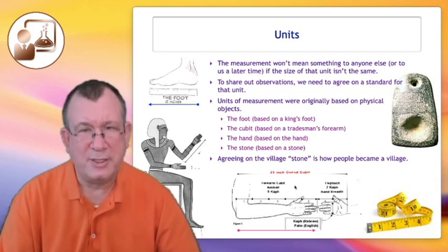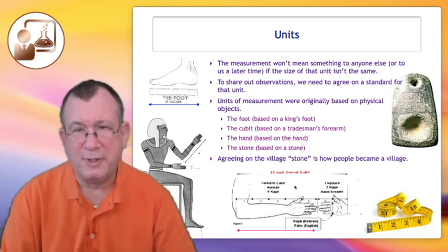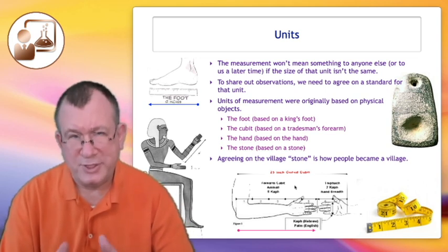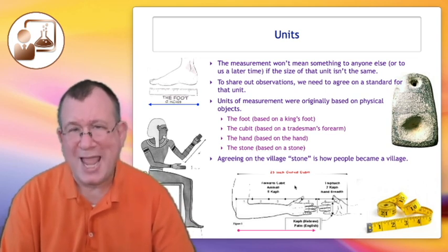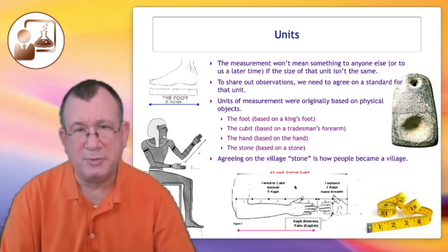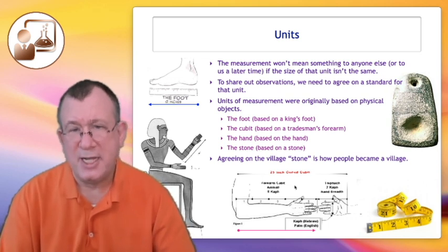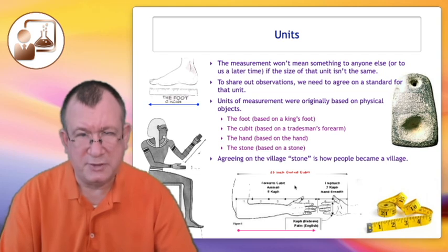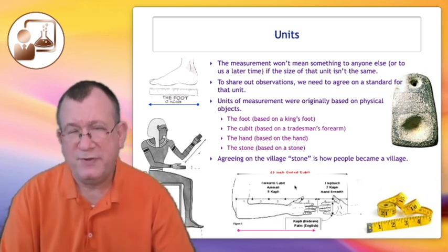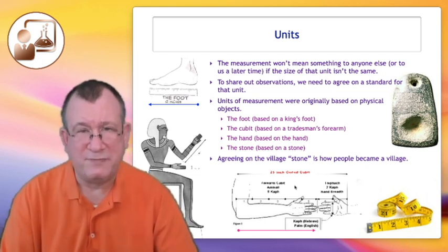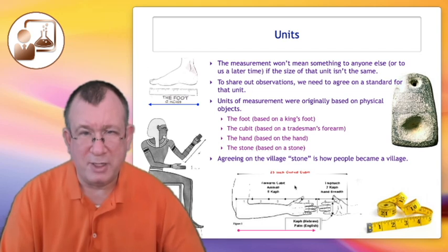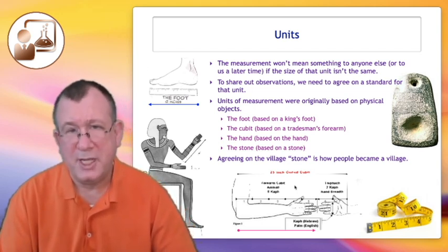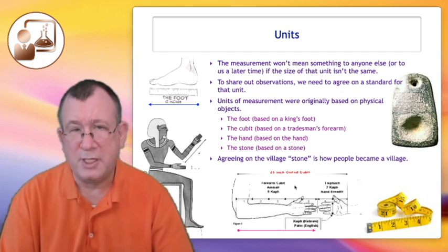As we started getting together and working cooperatively, we said, okay, let's not everybody use their own feet. Let's pick one person and use his or her foot as the unit of measurement. And that's kind of where we started. We said, okay, we've got a king, let's use his feet. So we used the king's feet as a standard unit of measurement. That was fine as long as we had the king and everybody agreed on it. But then maybe the king passed away, somebody else became king, and that person had shorter feet and caused problems.